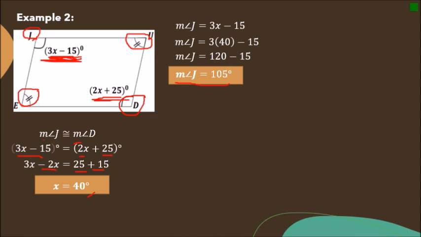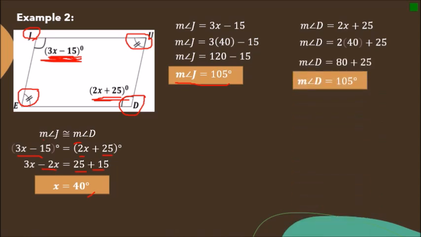For D naman, ganun din. Measure of angle D is 2x plus 25. Substitute mo yung x ng 40. Ayan. 2 times 40 is 80 plus 25 ay 105 degrees. So, makikita nyo dito, J is congruent to D. Therefore, pareho tayo ng makukuhang measurement ni D.